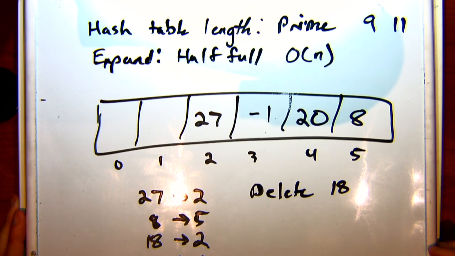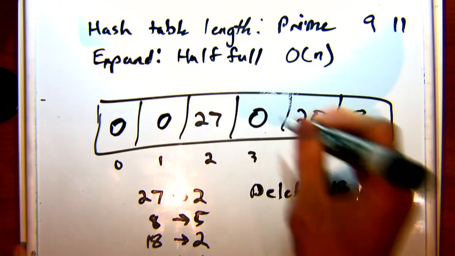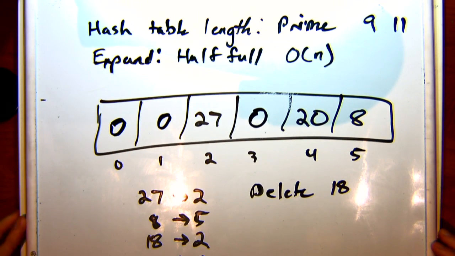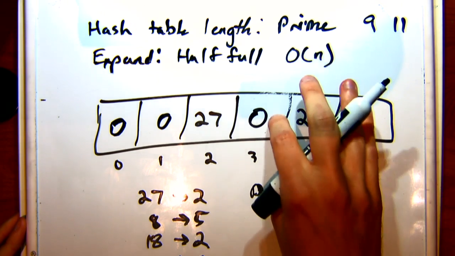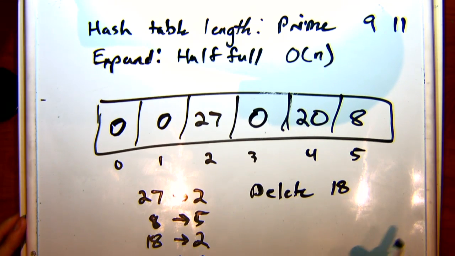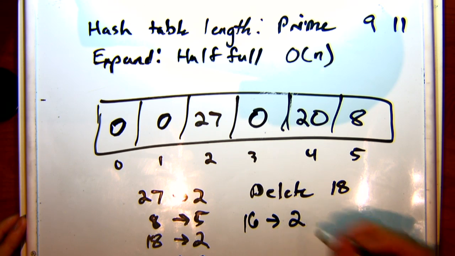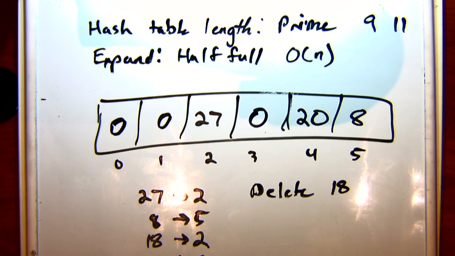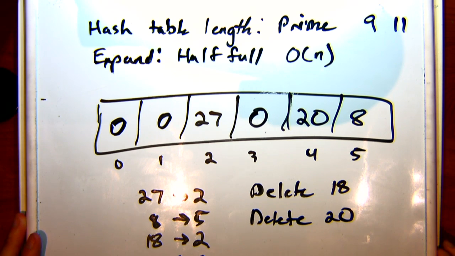But let's say we didn't have that -1 there. Let's say that we just had all of these filled with 0 initially. And so we think that 0 is an actual value. So we deleted 18, and we basically still have a 0 here. And so we try to hash, let's say 16. Let's say that also hashes to 2. So we go to 27. Well, actually, let's not do that yet. Let's try to do something else first. Let's try to delete 20 from this.